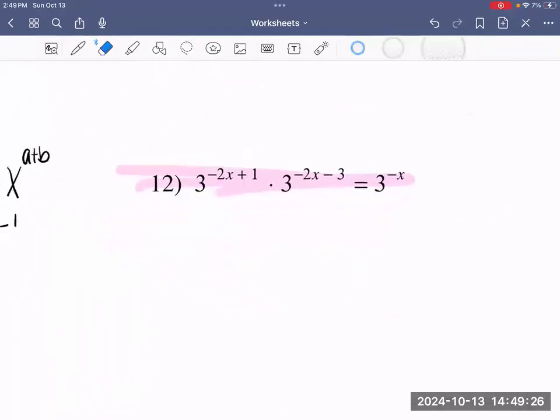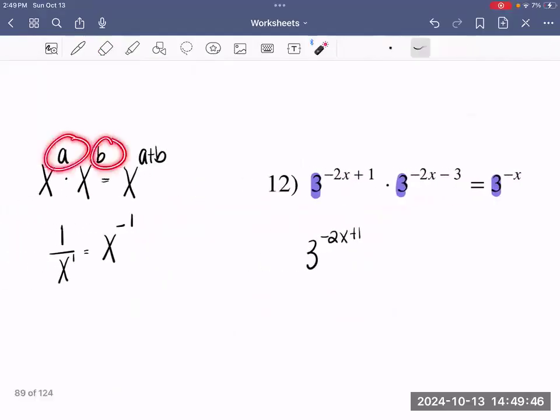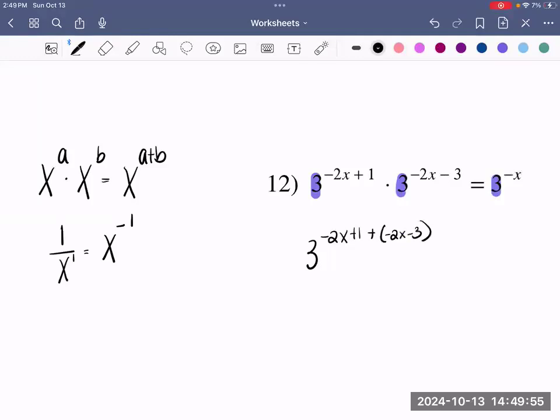Let's do the same thing over here. Let's erase a little bit. So we have 3, and thankfully they all have a 3. So again, a little bit less work from us. We have negative 2x plus 1, and we want to combine the exponents through addition. So say plus this negative 2x minus 3 is equal to 3 to the negative x.